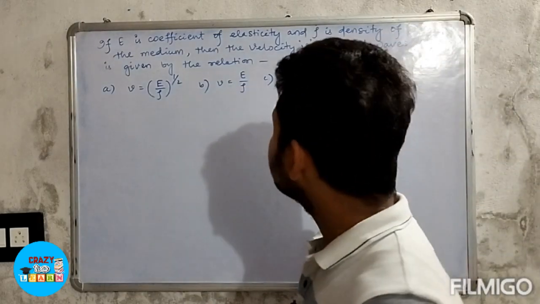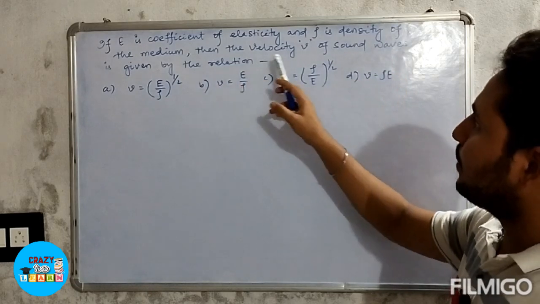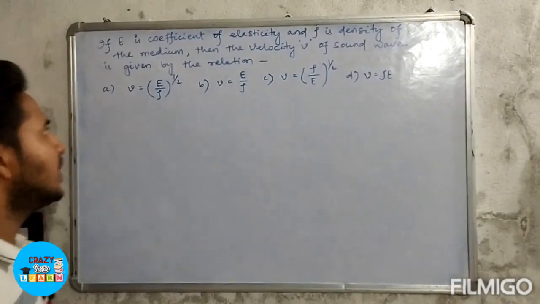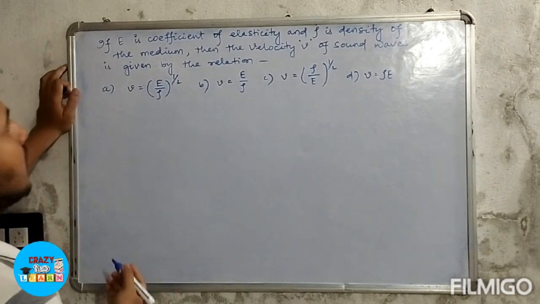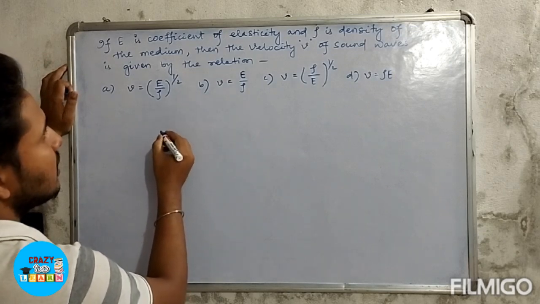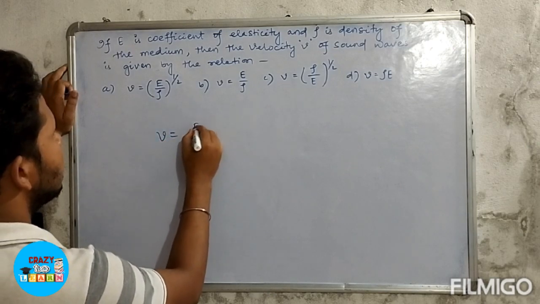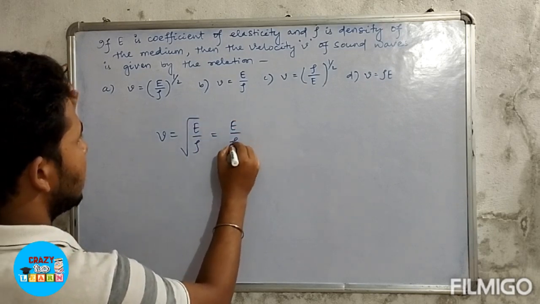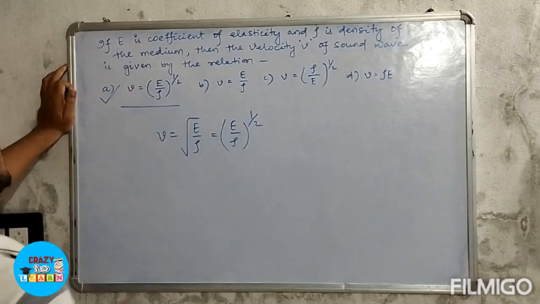If E is the coefficient of elasticity and rho is the density of the medium, then the velocity v of sound waves is given by the relation. It is a direct formula, so no need of any explanation. If you go for the derivation of the formula, then it will take lots of time. So directly we know the velocity of the longitudinal sound wave, v is equal to square root of E by rho. So you can write this as (E by rho) power half. So option A is the correct answer.